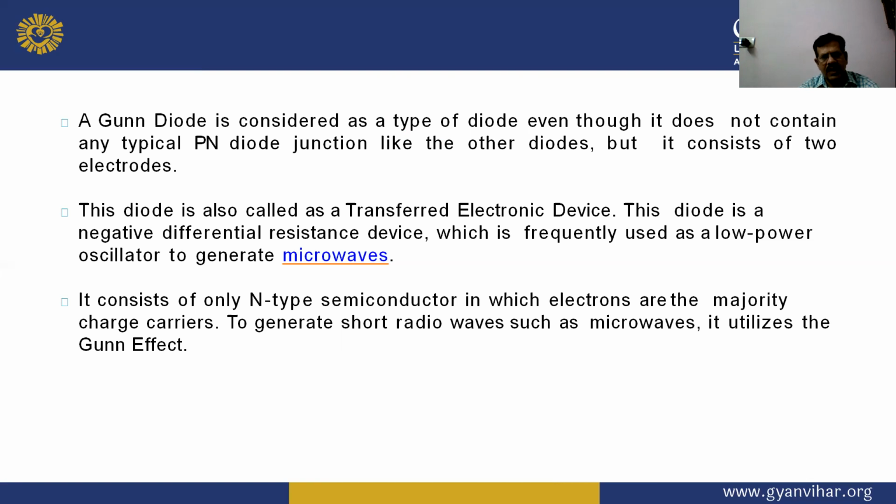It consists of only n-type semiconductor, in which electrons are the majority charge carriers. We know that in n-type semiconductors, the number of electrons is greater than the number of holes. To generate short radio waves such as microwaves, it utilizes the Gunn effect, because this diode has the Gunn effect.